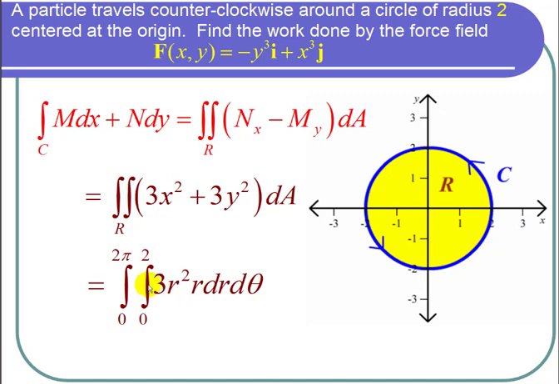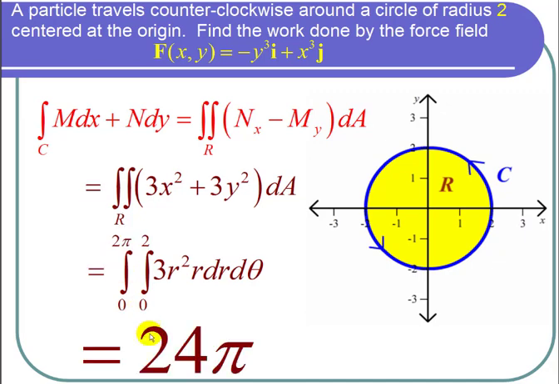And then the integral of 12 d theta is 12 theta. Plug in 2 pi, and we get 24 pi. So we can conclude that the work done by this force field on the particle that travels counterclockwise once around the circle of radius 2, centered at the origin, is equal to 24 pi. And I'm done with the problem.